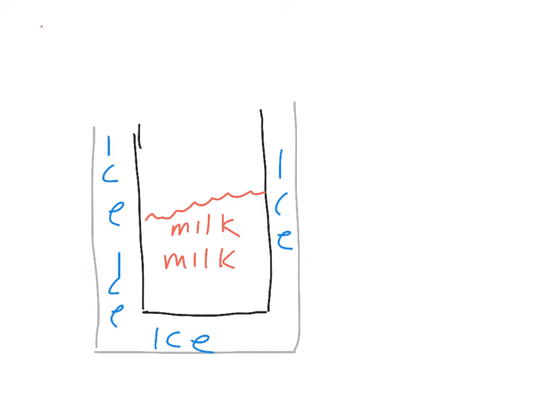Now, if it was just going to reach thermodynamic equilibrium, our milk would eventually reach a temperature that was the same as what would be an ice-water mixture on the outside here. But we want our milk even colder. We can do that by forcing the ice to melt. We place some salt onto the ice. Well, the presence of that salt forces the ice to melt. It lowers the freezing temperature of the water.